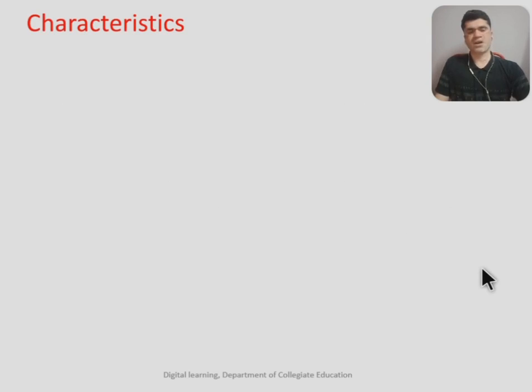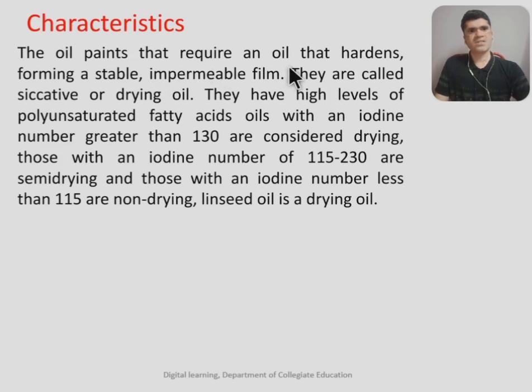Characteristics of water and oil paints. The oil paints require an oil that hardens. Okay, so oil here means binder, what we call the vehicle, and forms a stable impermeable film. They are called drying oils.